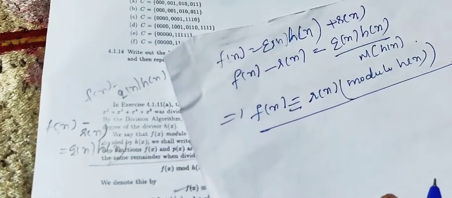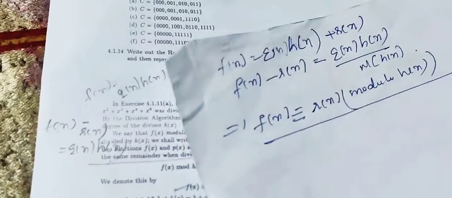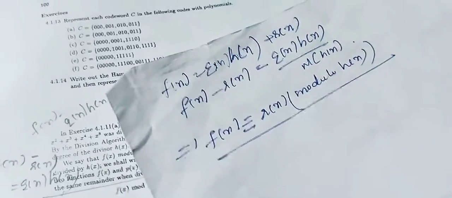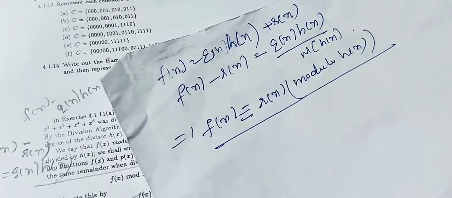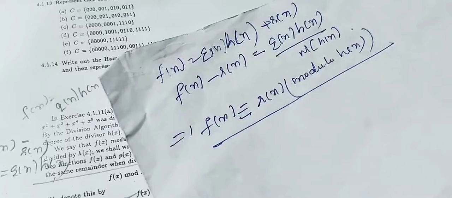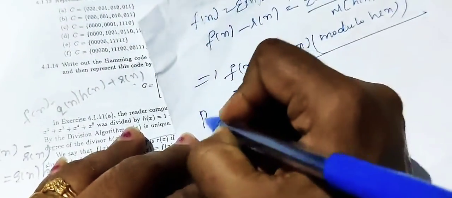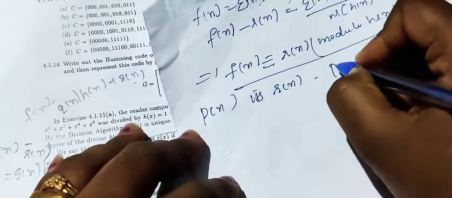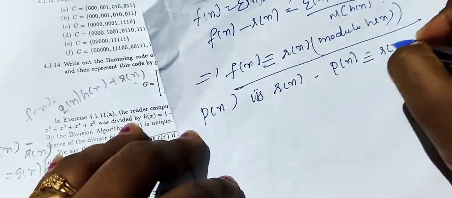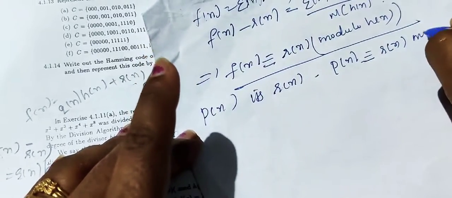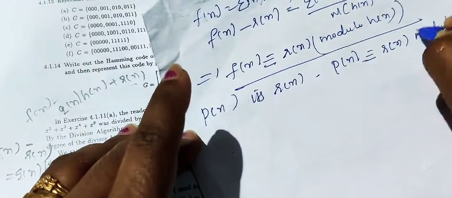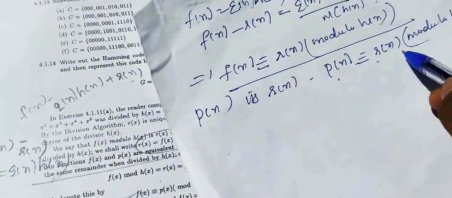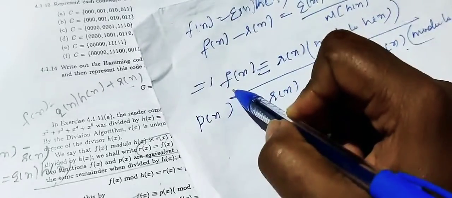Okay. So by the division algorithm, f of x is equal to q of x into h of x plus r of x. Then f of x is congruent to r of x modulo h of x. Suppose p of x is a polynomial with remainder r of x. Then p of x is congruent to r of x modulo h of x. That means when p of x is divided by h of x, we get the remainder r of x, same as the remainder of f of x.